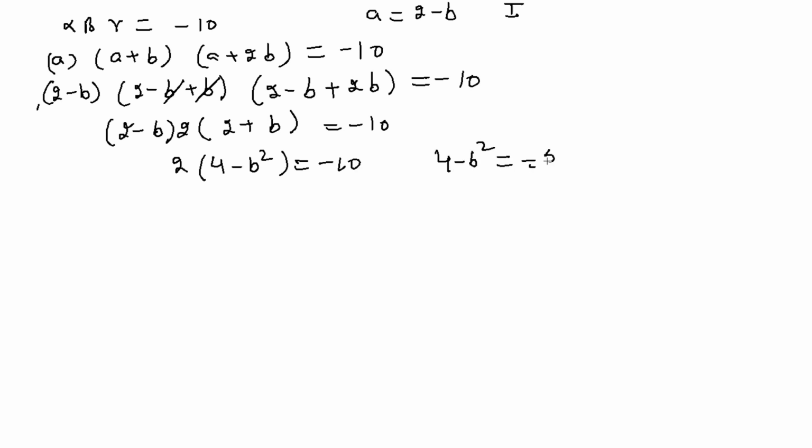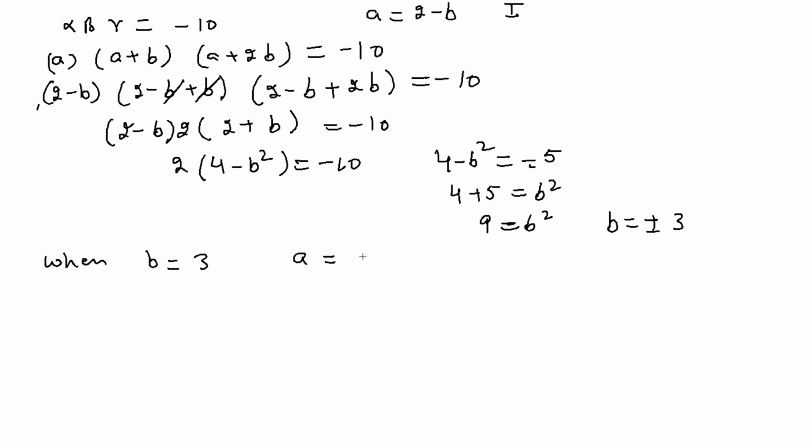And take minus 5 to the left hand side. You will have 4 plus 5 is equal to b square. 9 is equal to b square. So you have two values of b, which is equal to plus minus 3. Now find the value of a. So when b is 3, a will be equal to 2 minus 3, and this is equal to minus 1. So you get the values: a is equal to minus 1, b is equal to 3.